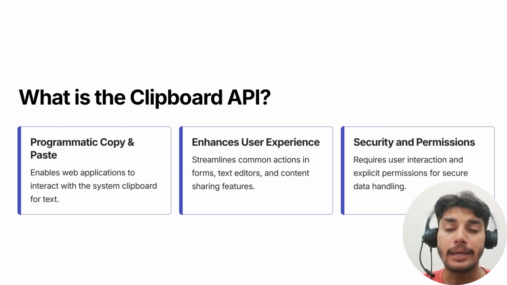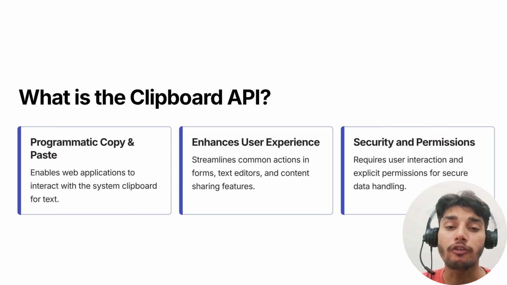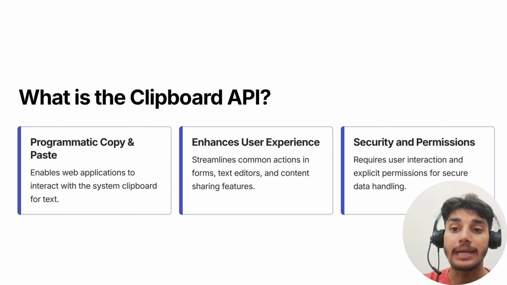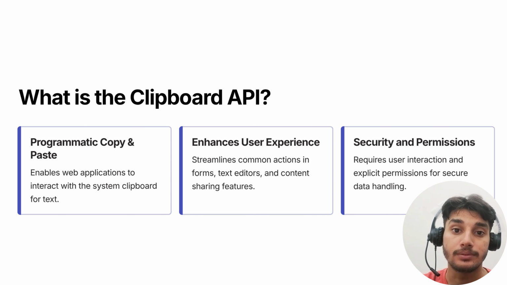The Clipboard API lets websites copy text to or paste text from the user's clipboard. It's useful for things like copy buttons, auto paste fields, or even building your own text editor. It only works when the user interacts with the page and usually needs permission.